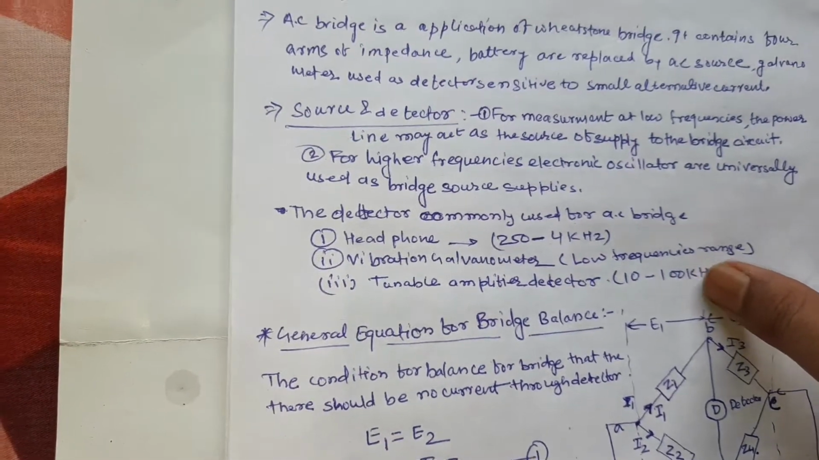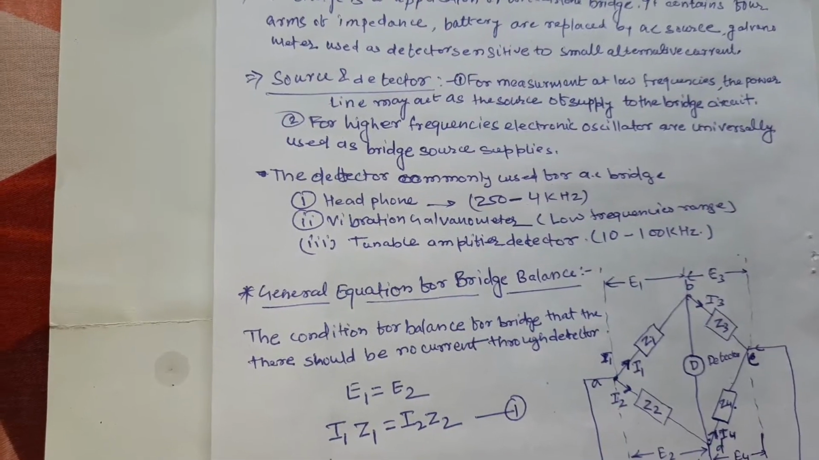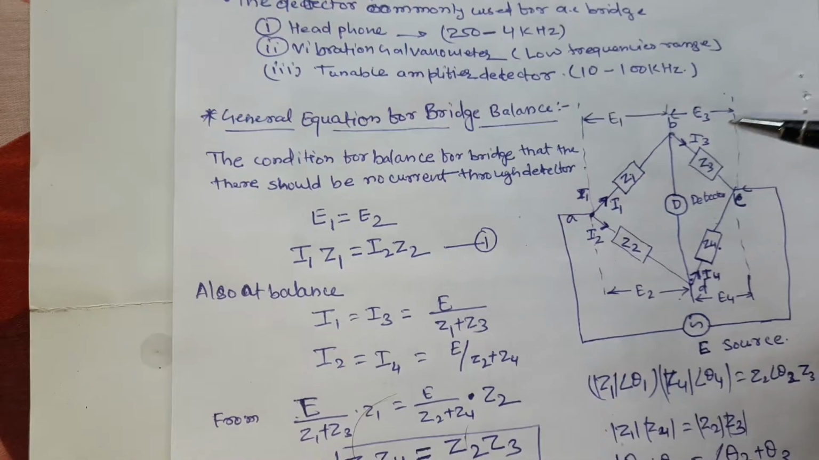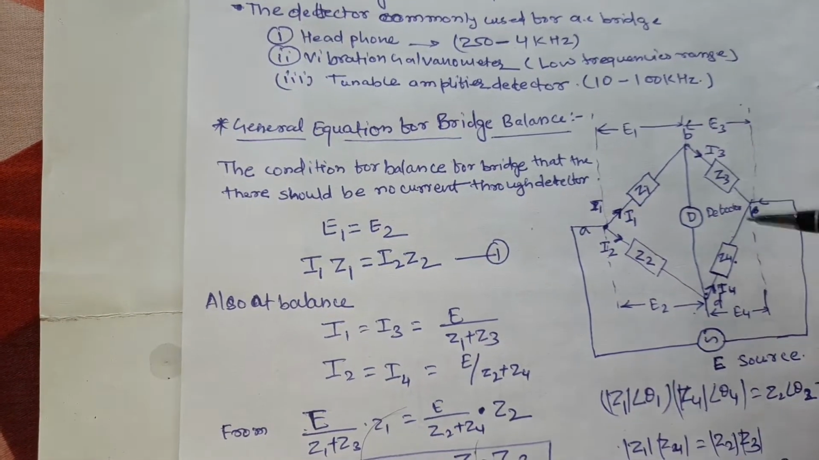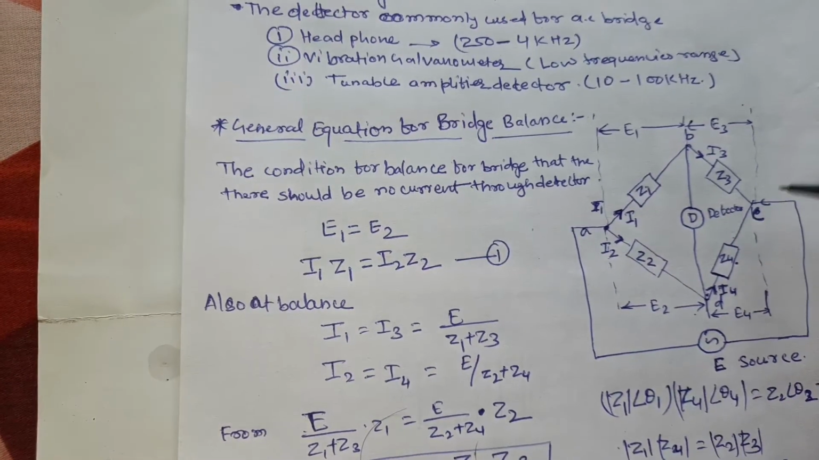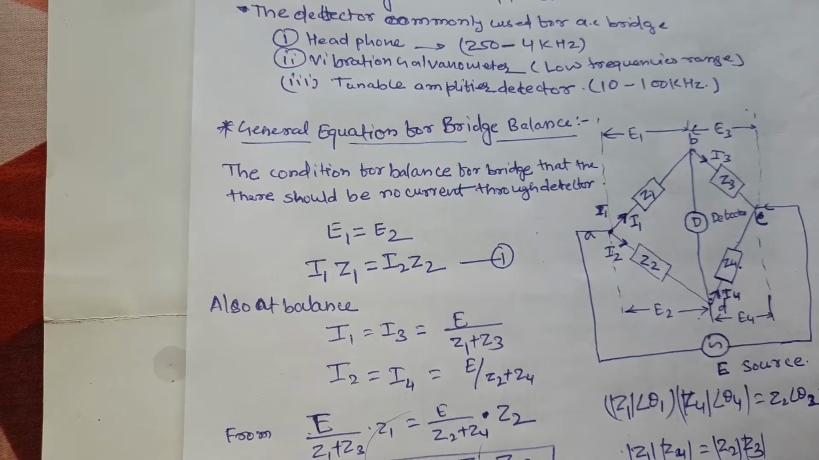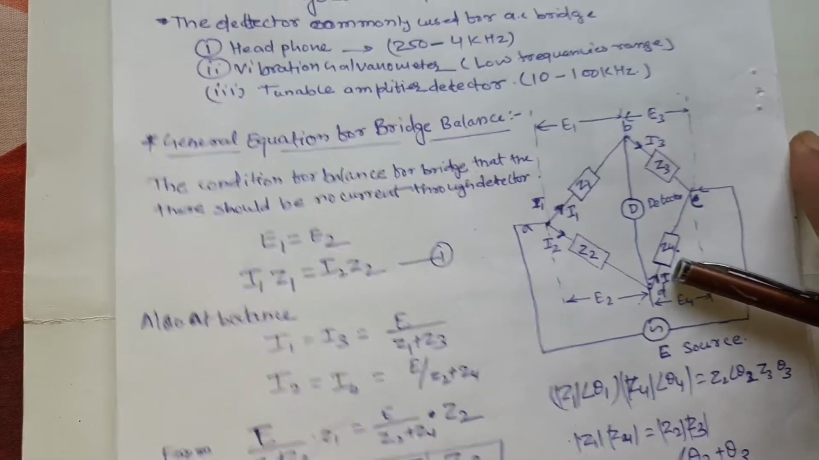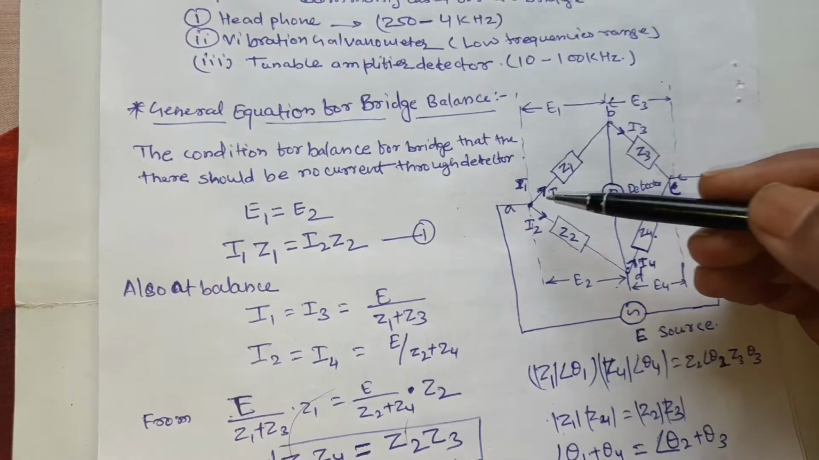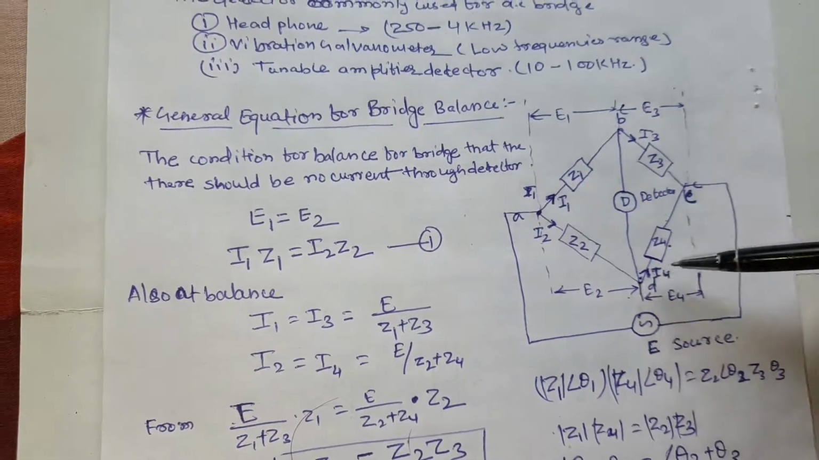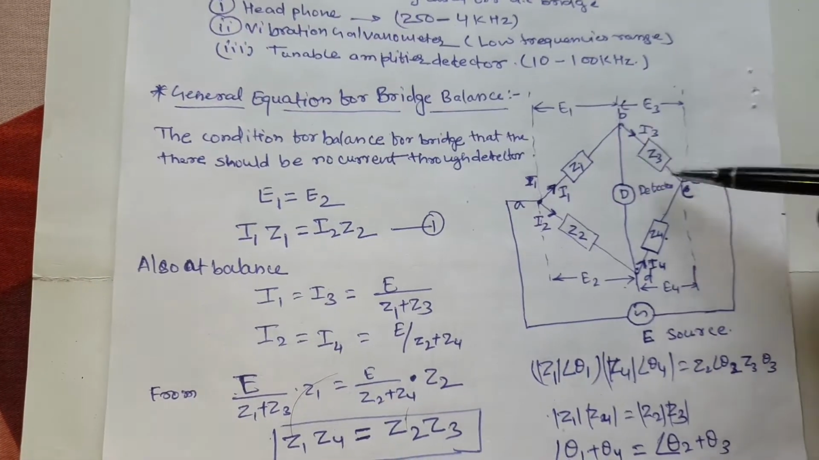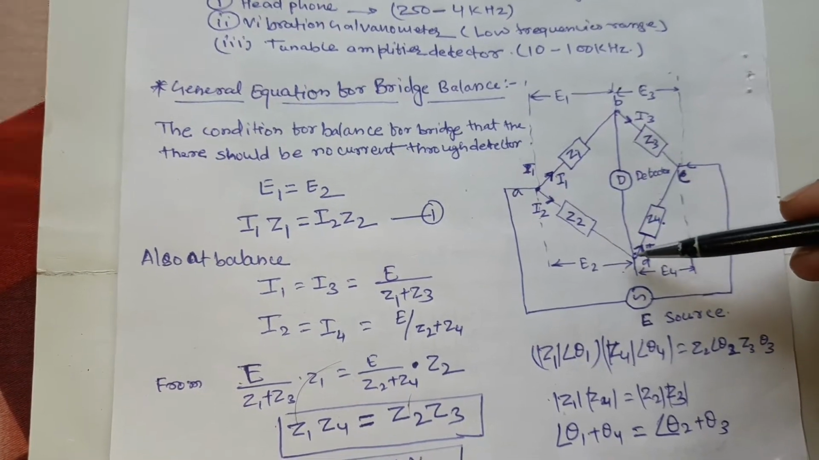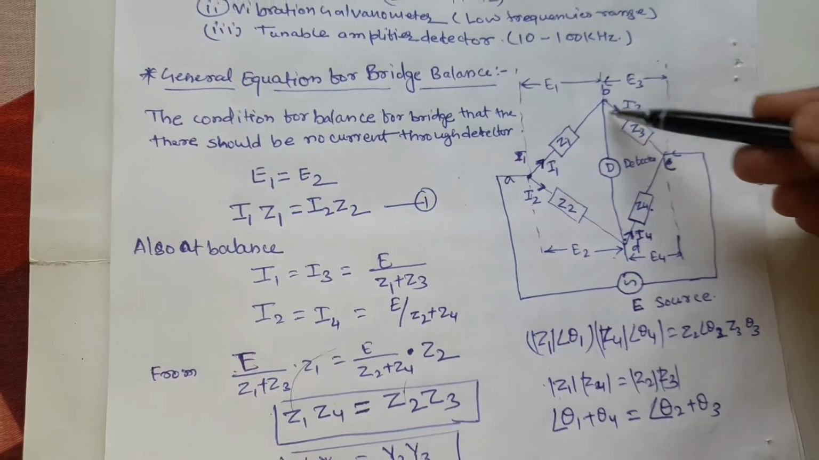First we have to discuss the general equation of bridge balance. That means to generalize how the bridge is balanced and how you find the equation for finding different electrical quantities. Same as the Wheatstone bridge, there are 4 arms: Z1, Z2, Z3 and Z4, and there is one detector that detects zero current through point B and point D.